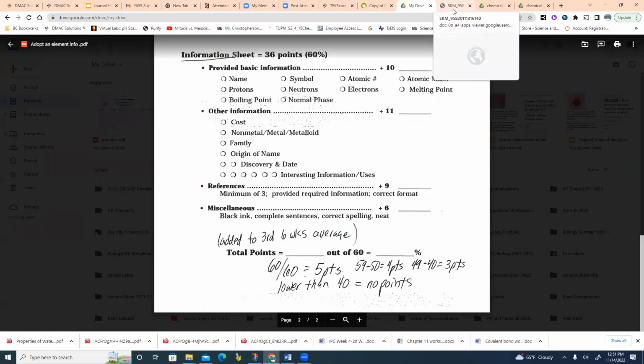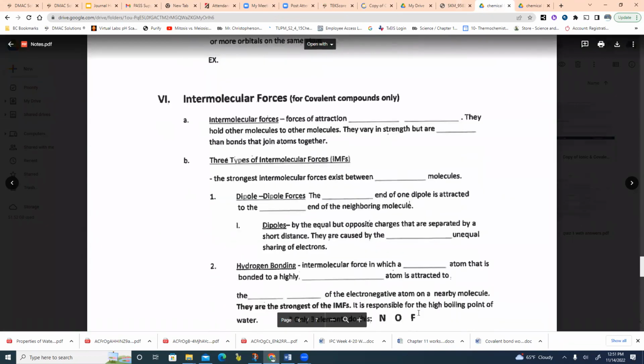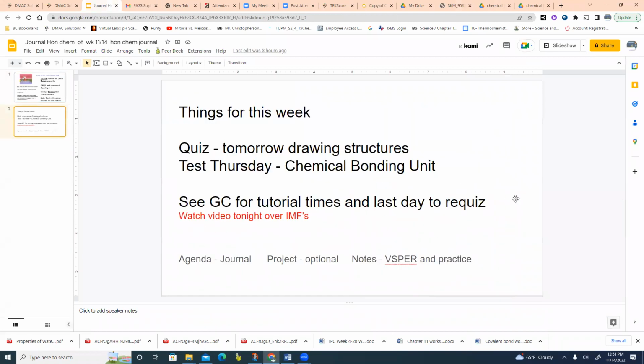All right, so let us look at our notes. Oh no, before I do that, let me flip back. This is just my reminder. You'll have a quiz tomorrow over drawing structures. There'll be 2 of each. For the ionic compounds, you also will have to write the formula and the name.